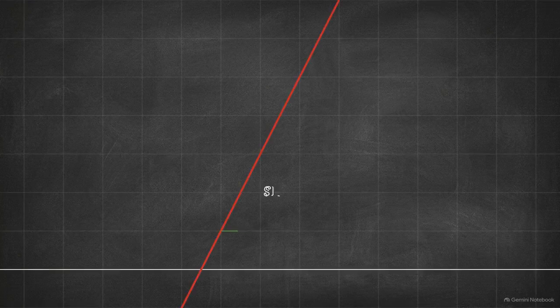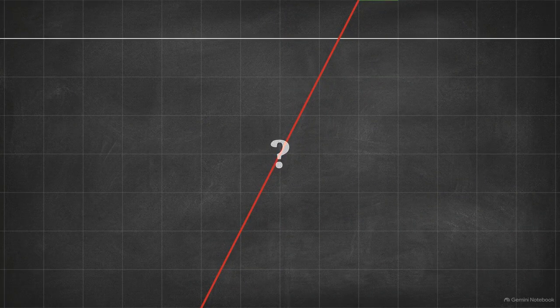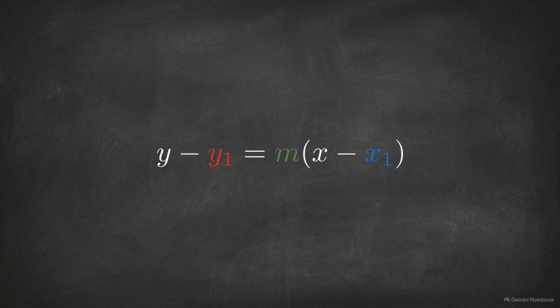Imagine you know exactly how steep a line is, and you know one random point it passes through, but you have no idea where it crosses the y-axis. How do you write its equation? This is the point-slope formula. It serves as a plug-and-play template built specifically to solve this problem.